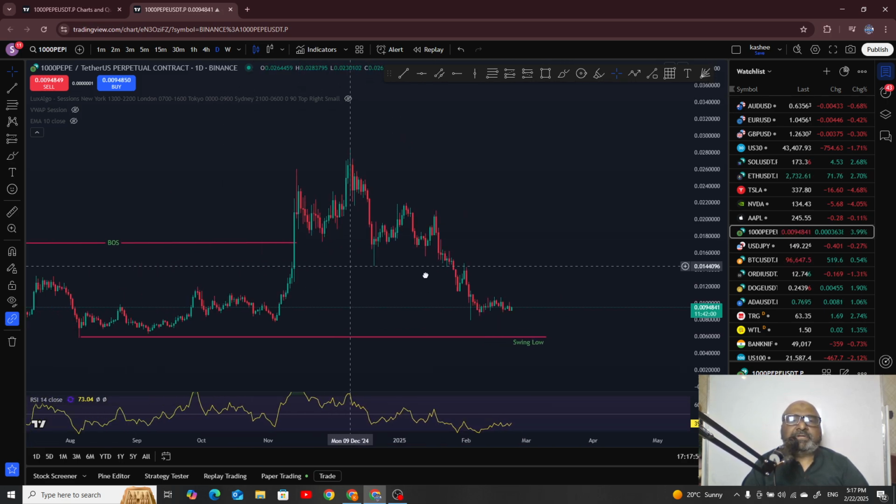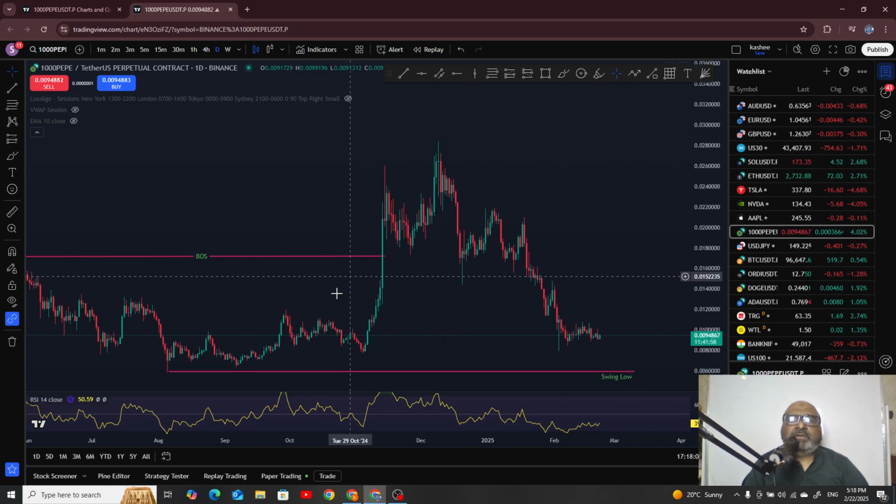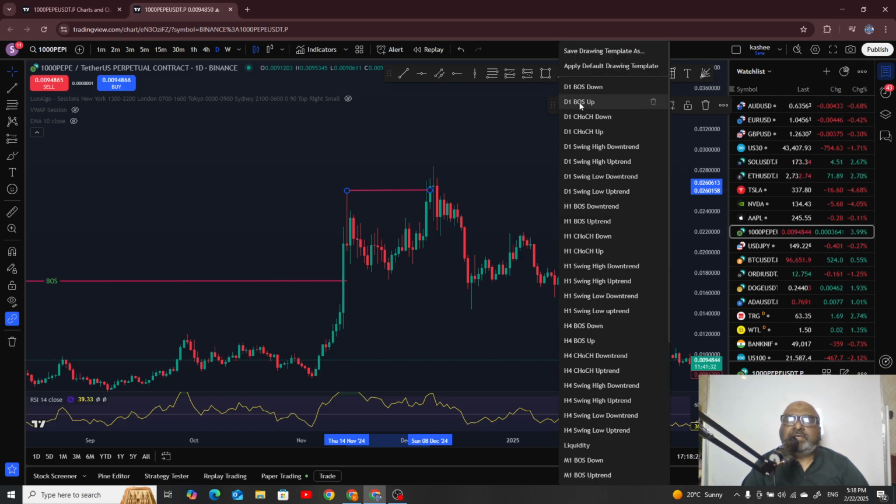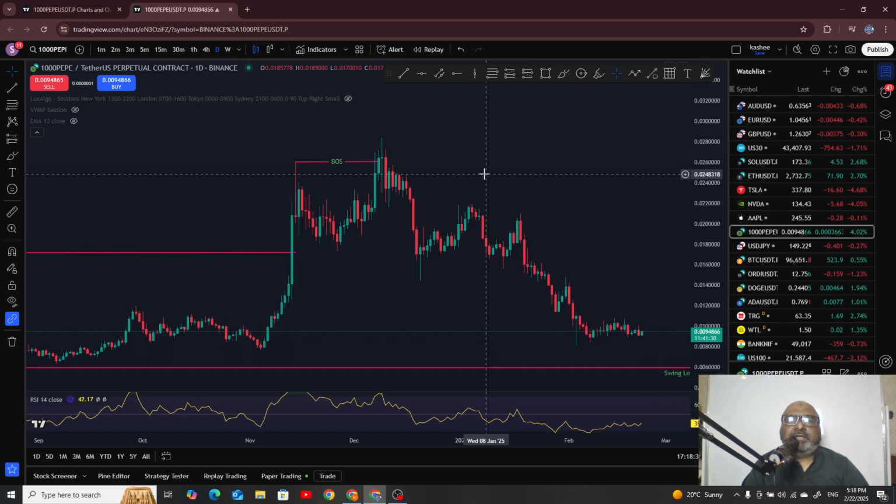After this, what happened? After this, we got a swing point here, which was again broken. So we have a break of structure here. Okay, so another break of structure on the daily time frame, and for this break of structure, this low was responsible, so this was swing low.